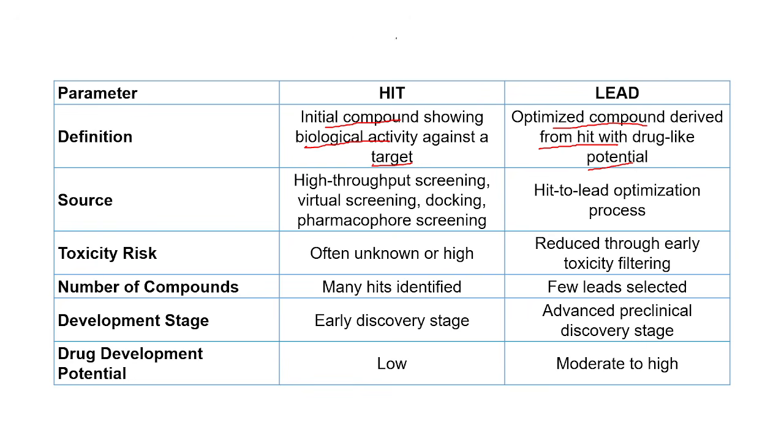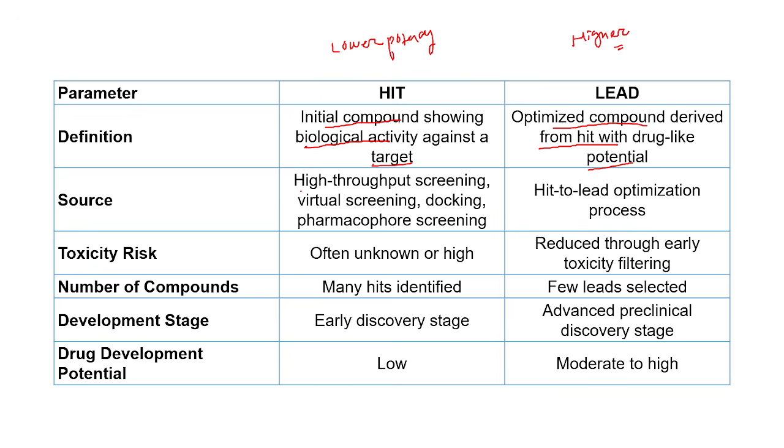In the case of a hit, there may or may not be any biological activity, or if any biological activity is present, it may have lower potency. But in the case of a lead, after it gets screened many times, it has higher potency towards the target.